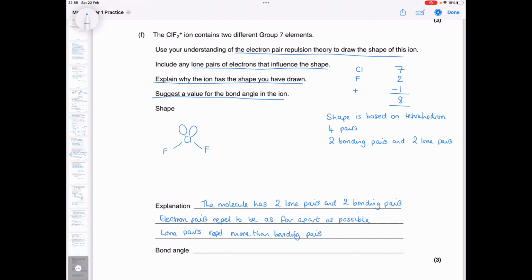So the bond angle, if it was a tetrahedron, would be 109.5 degrees, but it has 2 lone pairs, so it's going to be similar to the bond angle of water. So we'd say 109.5, and we'd take off 2.5 for each of the lone pairs roughly, so we would say maybe something like 104.5 degrees. Similar to water, very similar molecule to a water molecule.